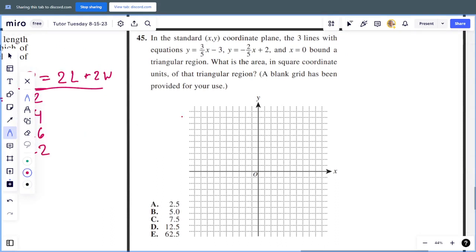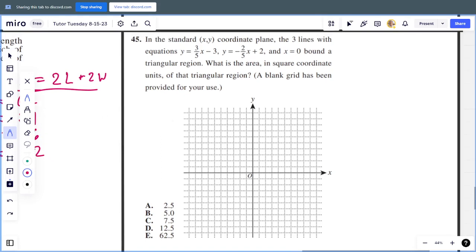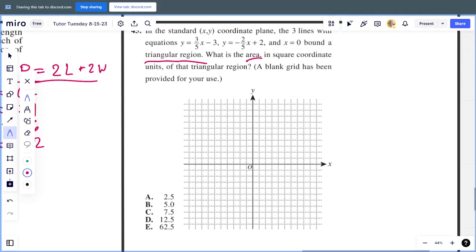So this one is a pretty cool one. In the standard xy coordinate plane, the 3 lines with equations y equals 3/5 x minus 3, y equals negative 2/5 x plus 2, and x equals 0 bound a triangular region. We have a triangle, and we want the area in square coordinate units of that triangular region.